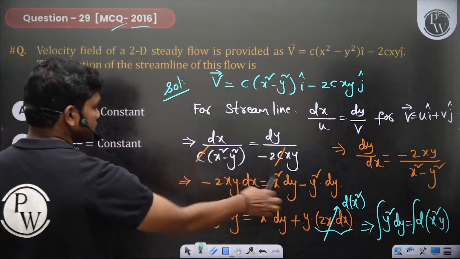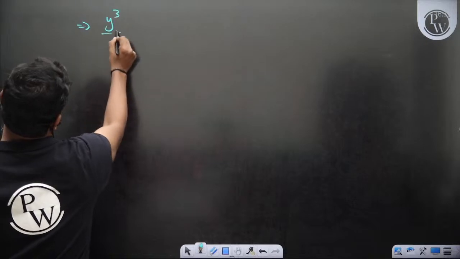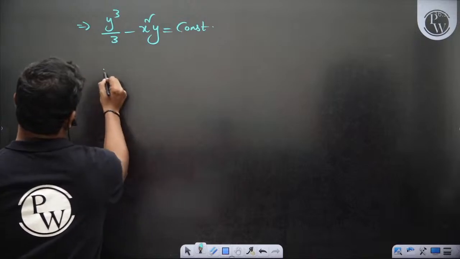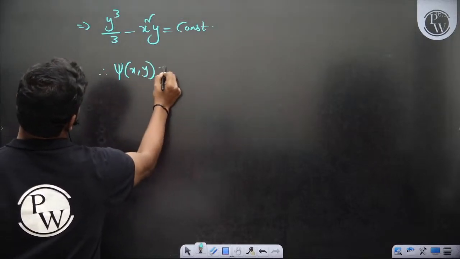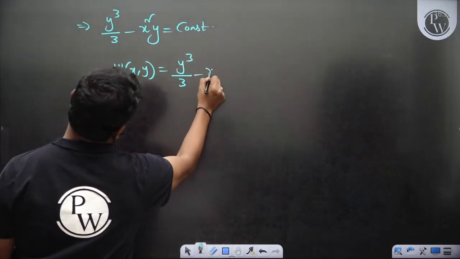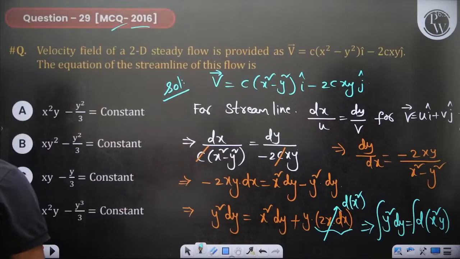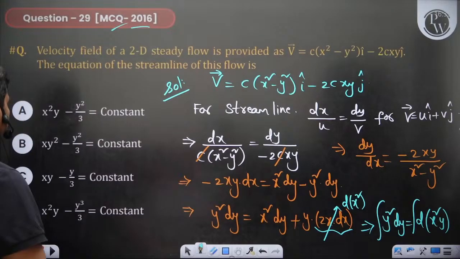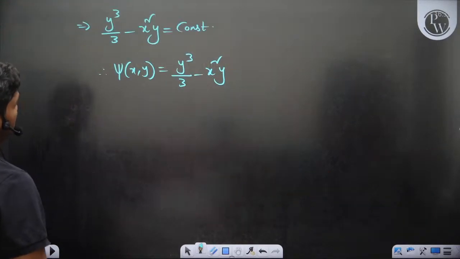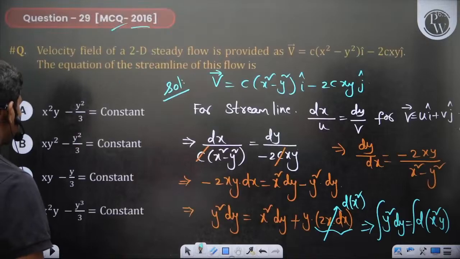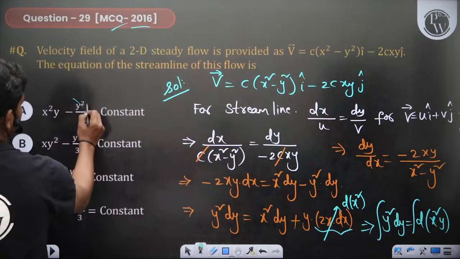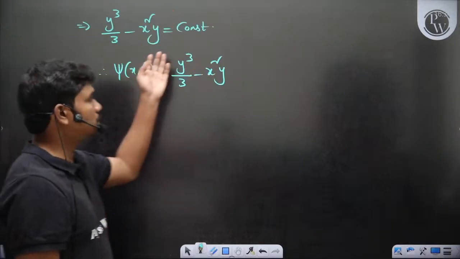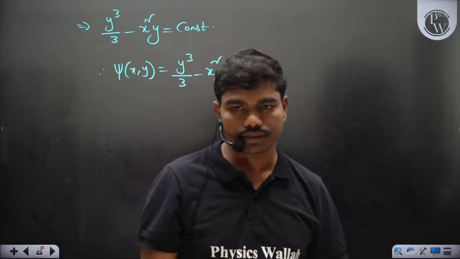Let's see. If you solve this, you would get y cube by 3 minus x square y is equal to some constant. That's all. So the stream function is given by, this should be constant, or x square y minus y cube by 3. Anyway, this is wrong, it's not xy square, and this is the correct option. See, if this is a constant, then the minus of that can also be constant.